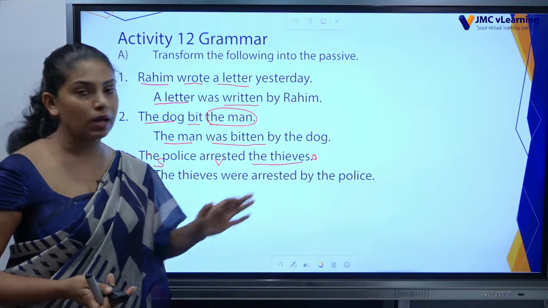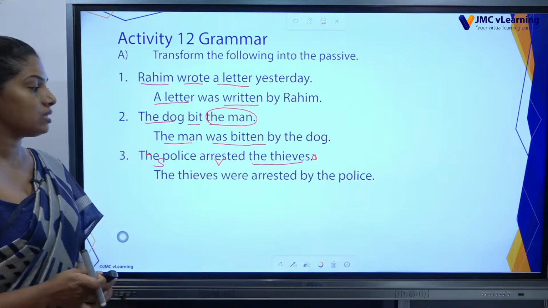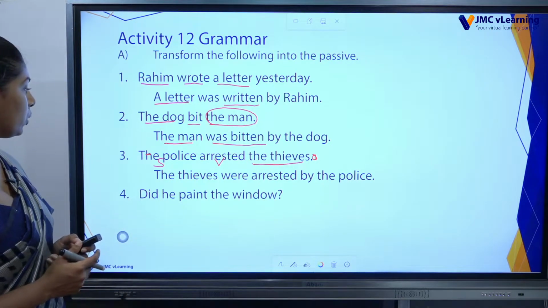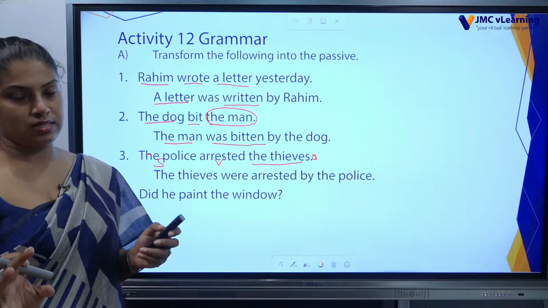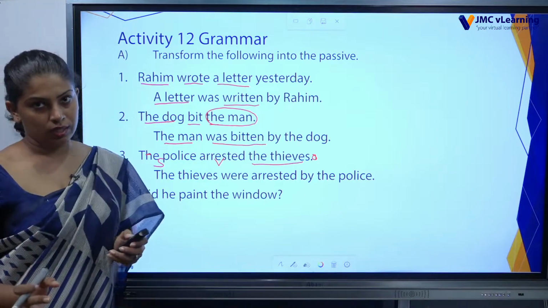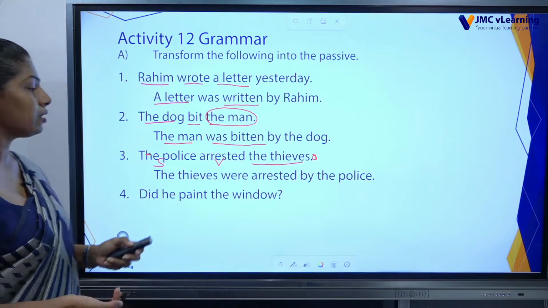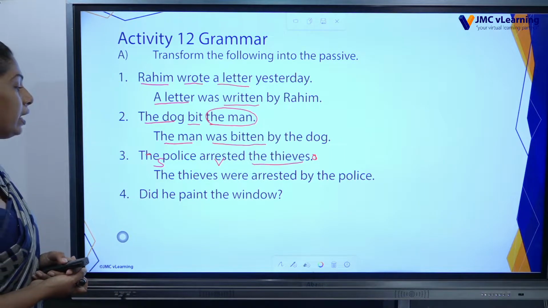They are the people who have done the action. So the thieves were arrested by the police. Fourth one. Okay, now here we can see a different style of sentence. It is a question. Here we just discussed normal sentences. This is a question, interrogative. So, did he paint the window?